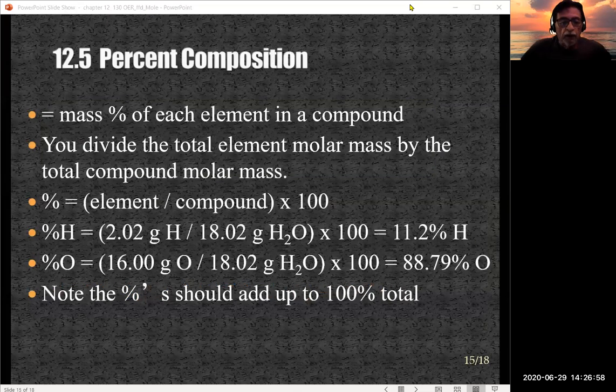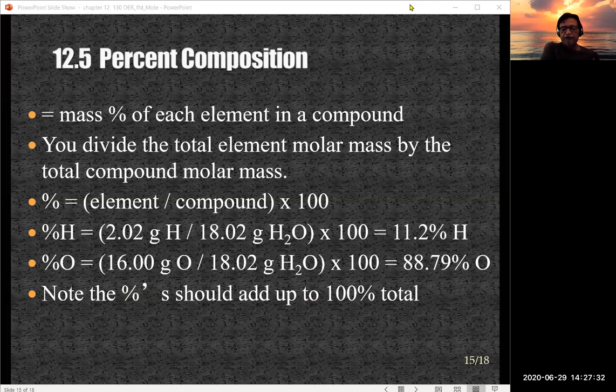All right, which brings us to this chapter, a few more slides and we're done with this chapter. The percent composition. In calculating the molar mass of any compound, we've done this already for a number of things, we simply add up the atomic weights of all the atoms in the molecule to determine the molar mass. Well, we can take it one more step.